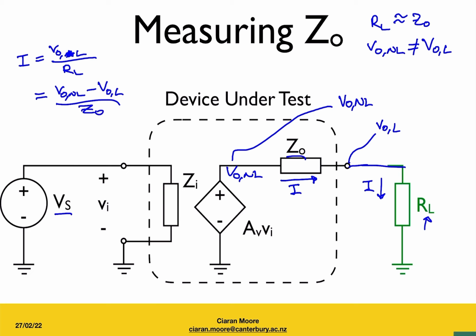And now we've got an equation with Z out in it. We can rearrange, making Z out the subject, and that's going to be V out no load minus V out with a load, divided by V out with a load, all multiplied by R L. So there we go. Provided we know the value of R L and we've measured the output voltage with a load and without a load, we will be able to calculate what the output impedance is.